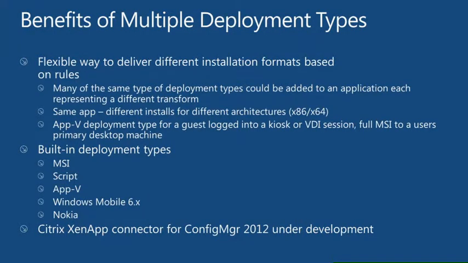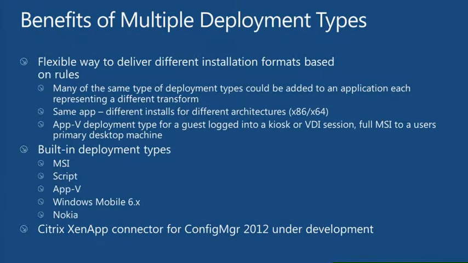And again, the requirements, the application requirements, and all the app model details allow you to do that. In this example, I'm going to have a requirement rule saying if I am on my primary machine, I'm going to go ahead and offer the MSI version of the application, the MSI DT. And if the user shows up on any other type of machine, they're going to get a lighter version, so the App-V DT of that app. We have a few different built-in deployment types. We have MSI, script. We have application virtualization, the App-V deployment type.